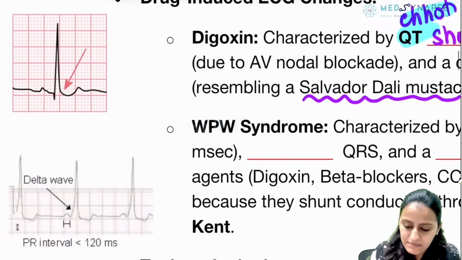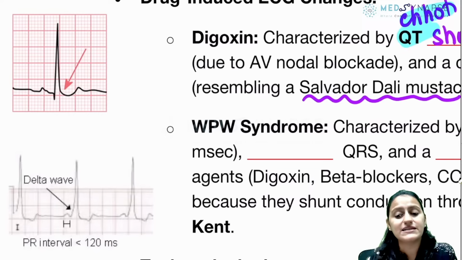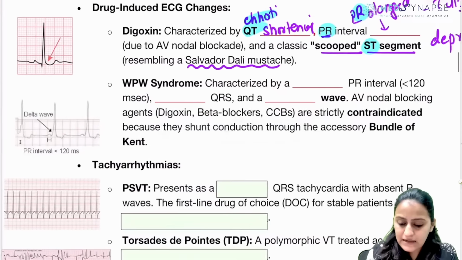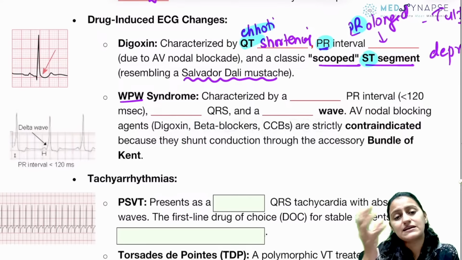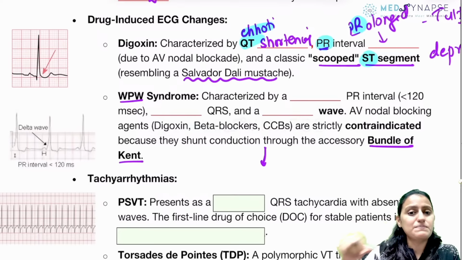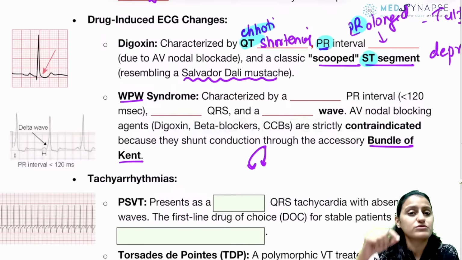So look at the image here, the Salvador Dali mustache sign, where you can see this ST segment depression, also called the hockey stick, reverse tick mark sign. Coming to WPW syndrome, the Wolff-Parkinson-White syndrome, which is basically the accessory bundle of Kent. Along with the normal AV node pathway, there is an accessory bundle of Kent transmitting from the atrium to the ventricle.